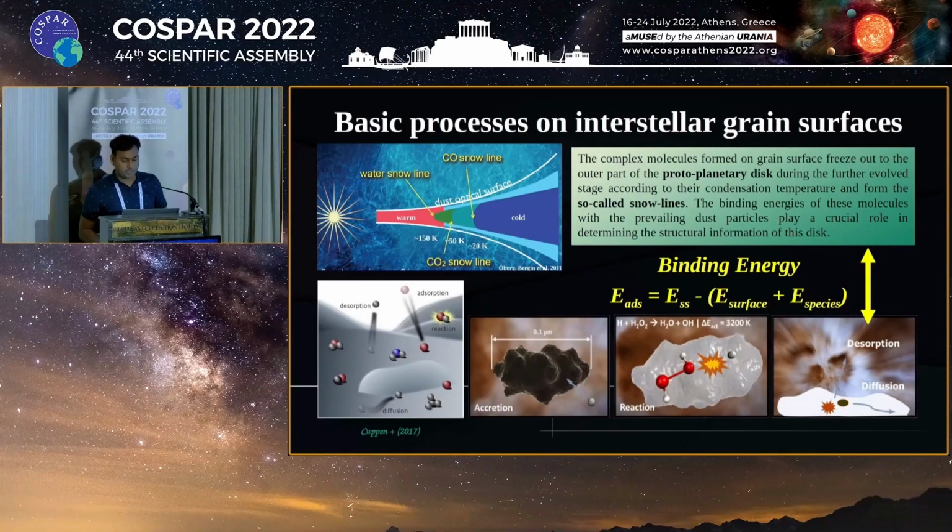The basic processes on interstellar grain surface are adsorption, desorption, diffusion, and reaction. These four processes occur in dense cloud environments on grain surfaces. Grains are important to form complex organic molecules. Accretion occurs, then reaction occurs, and desorption and diffusion are the main processes linked with binding energy.